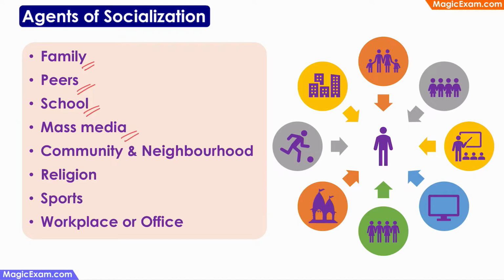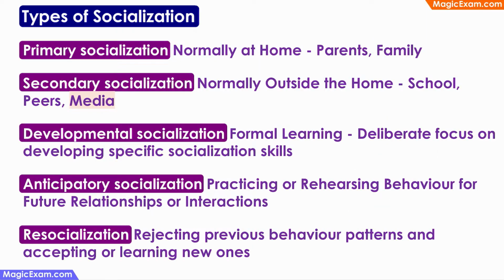Then it can be when the child is watching something on a mass media. It can happen through interactions with the community or with the neighborhood. It can happen through the religious beliefs or the religious practices that the child is following. It can happen through various sports that the child is playing, or at a later stage in life, it can also happen at workplace or at the office where the person is spending a lot of time. So these are the different agents of socialization for any person.